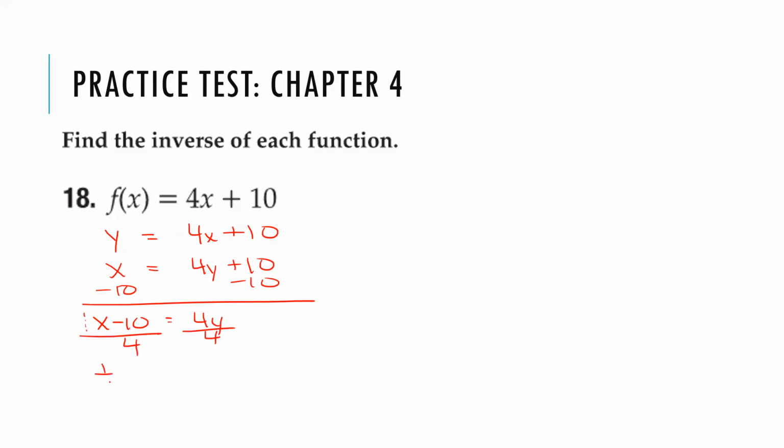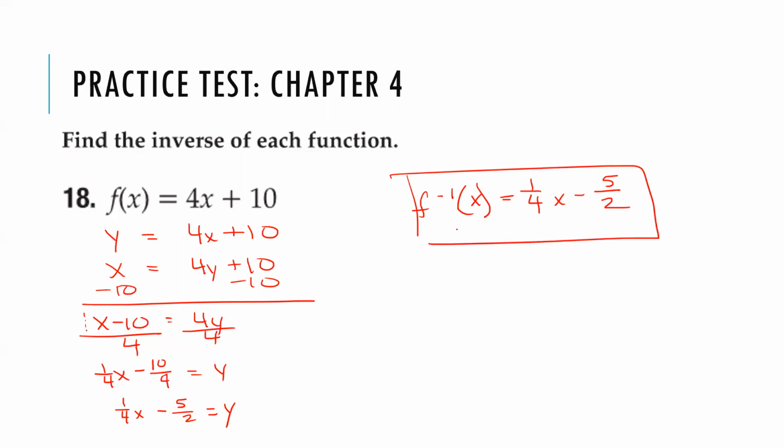So this is 1/4 x minus 10 over 4 equals y. And I can simplify 10 over 4, and that's going to be 5 over 2. And then I'm going to rewrite that as the inverse of f of x is going to be 1/4 x minus 5 over 2. Okay.